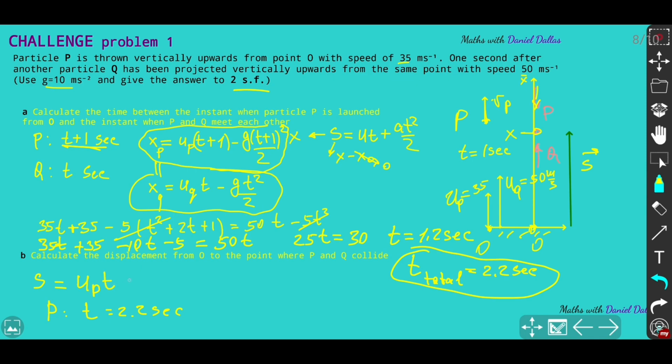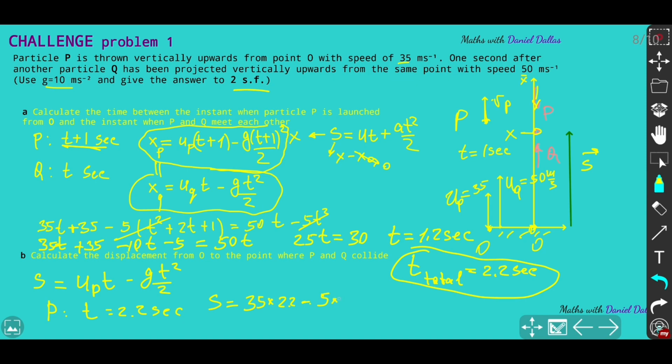That's always the case. And right now we're just going to calculate by plugging in this parameter and also the initial speed. Okay, so let's do it quickly. So what we've got: 35 times 2.2, and minus g over 2, which is going to be 5, so minus 5 times 2.2 squared.